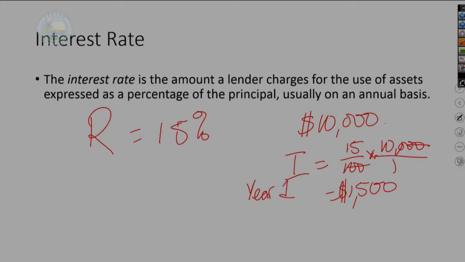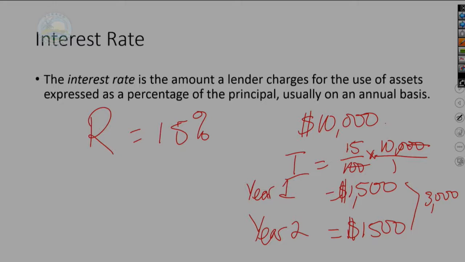But suppose it took you 2 years to pay it off. What would be the total interest? Well, 1 year is 15%. Another year would be another 15%, which will make your total interest for 2 years how much? $3,000. So, more interest is paid the longer you have to pay something. So the more time you have to pay off a particular item or a particular loan, the more interest that will be required, which makes sense.